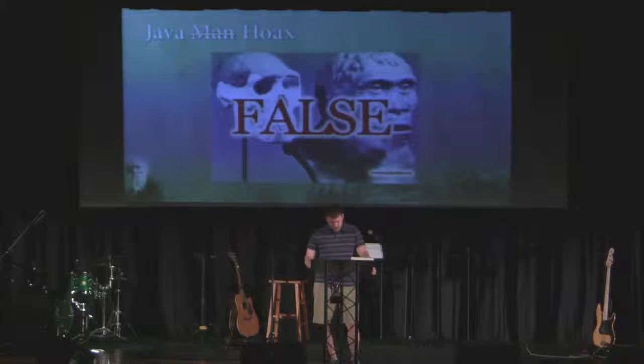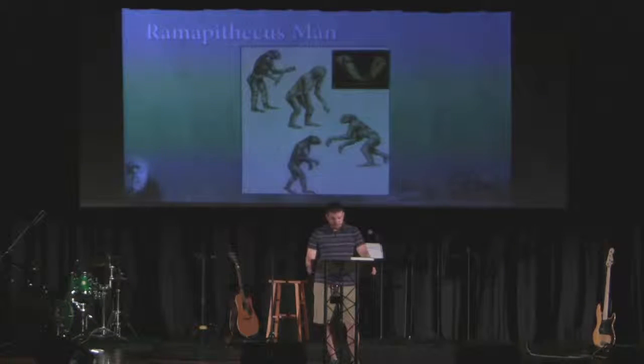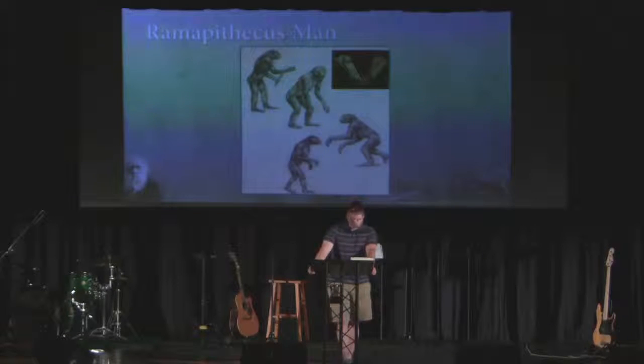All right, moving on. Ramapithecus. Say that 5 times real fast. Ramapithecus. Included in millions of textbooks. All that it's based upon is some teeth and jaw remnants. That's it. Just some teeth, little piece of teeth and jaw.